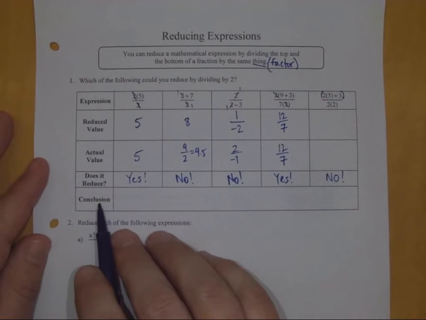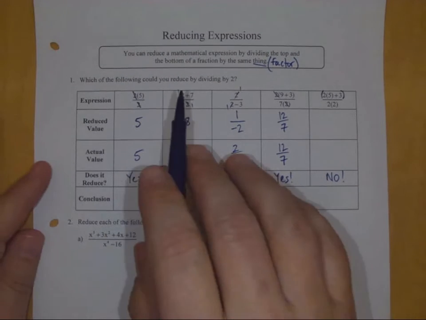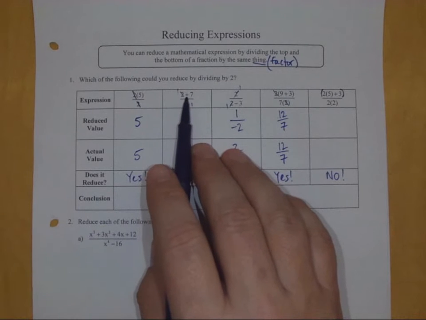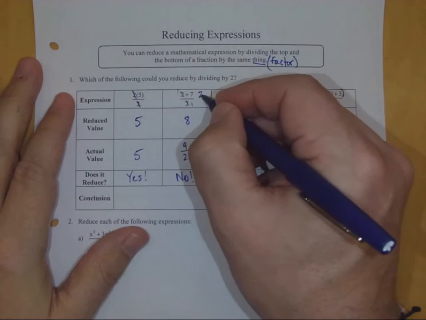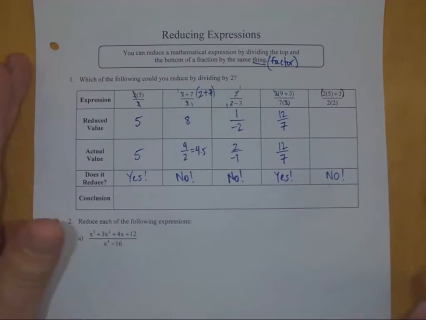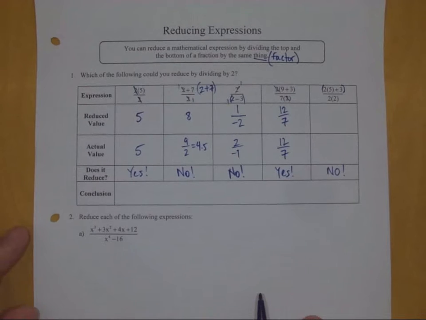I'll let you write your own conclusion to that. We're looking for factors that are being multiplied, and if you see an addition or subtraction, watch out, because those represent package deals. This 2 plus 7 is actually in brackets. This 2 minus 3 is actually in brackets.